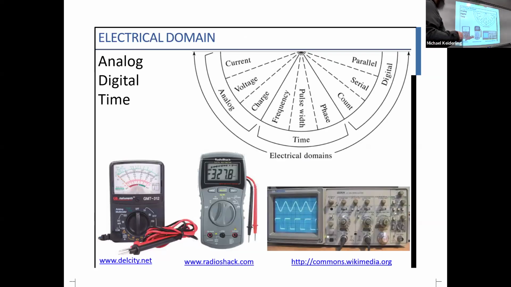And there are analog, digital, and time, which are sort of the aspects of the electrical domain that you can look at. You can study analog values: current, voltage, and charge. Time values: things like frequency, pulse width, and phase. And digital values: count, serial data, and parallel data. So this is sort of an analog measurement, a more digital measurement of an analog property, and then this is showing time properties on an oscilloscope, like the one over there.